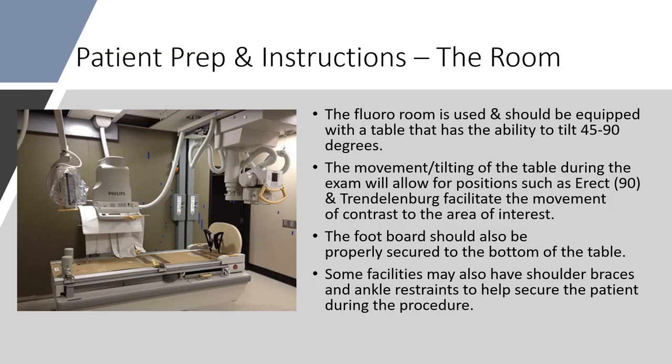Patient prep and instructions. The room. The fluoroscopy room is used and should be equipped with a table that has the ability to tilt 45 to 90 degrees. The movement of the table during the exam, positions such as erect and Trendelenburg, will facilitate the movement of the contrast in the area of interest within the spinal canal. The footboard should also properly be secured at the bottom of the table. Some facilities may also have shoulder braces and ankle restraints to help secure the patient for the procedure.